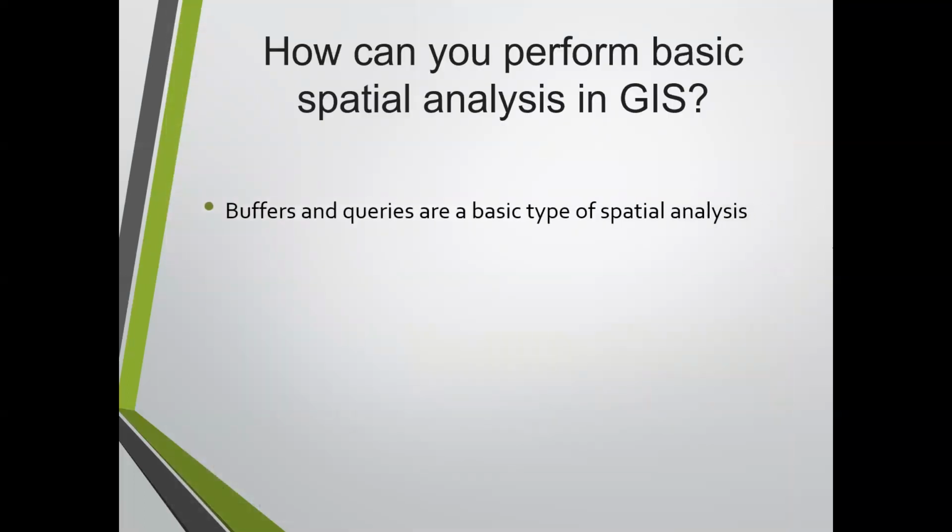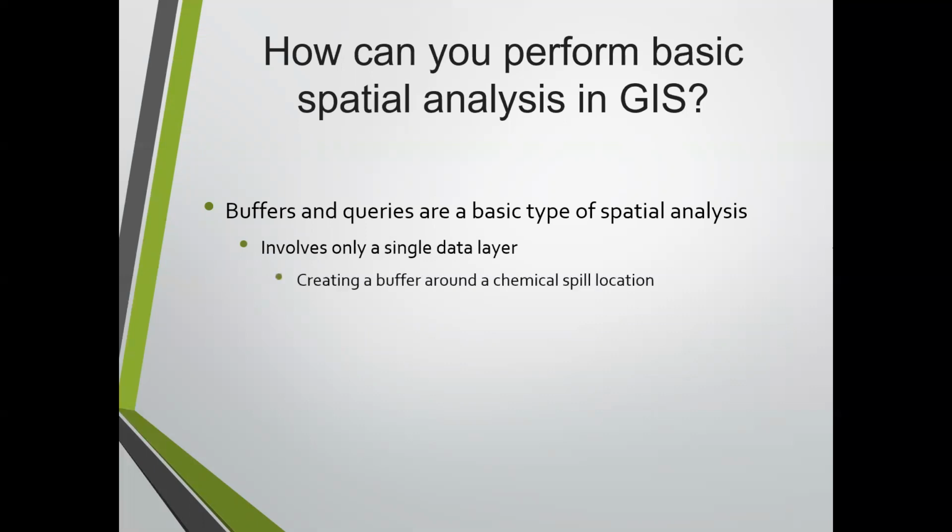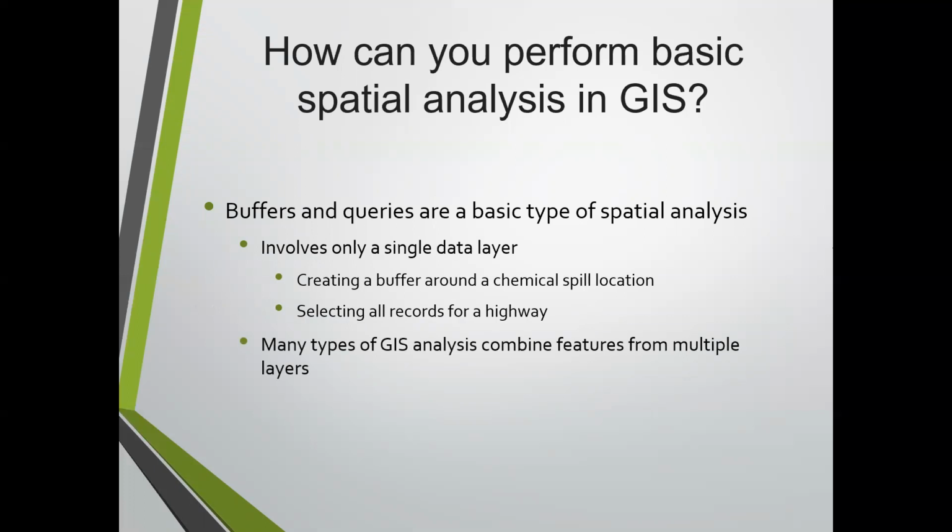Okay, so buffers and queries are going to be two types of things that are used quite often in spatial analysis. So first you're going to maybe do a single query to isolate, let's say, a road, then you're going to buffer it, and then you're going to do some kind of spatial query based on the buffer. Okay. So again, you're involving only a single layer of data, not multiple layers. We're going to get to multiple layers when we talk about overlays. So just right now, we're still working on a single layer. So you create a buffer around the chemical spill location, and then you can select all records for a highway. You can do a lot of different things within that.